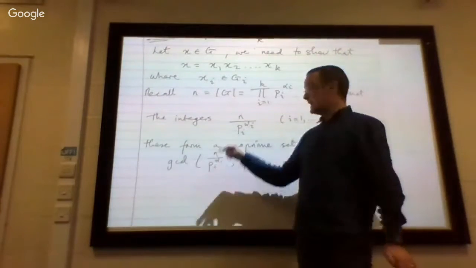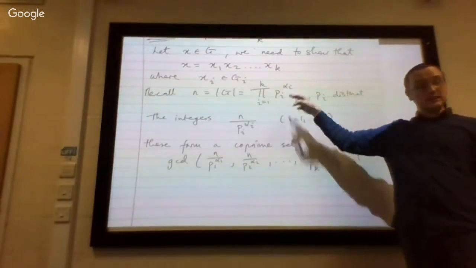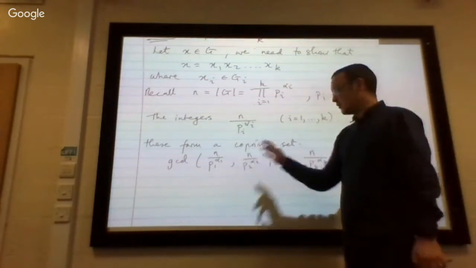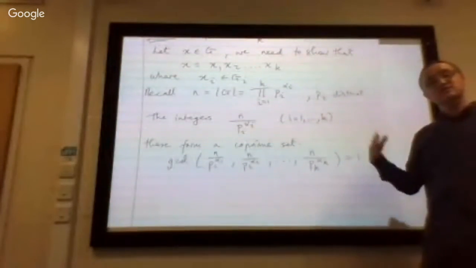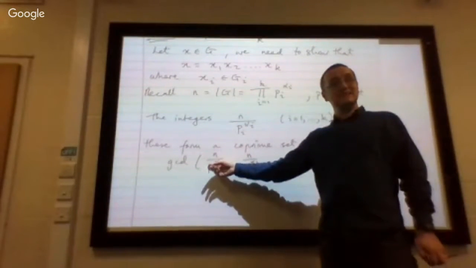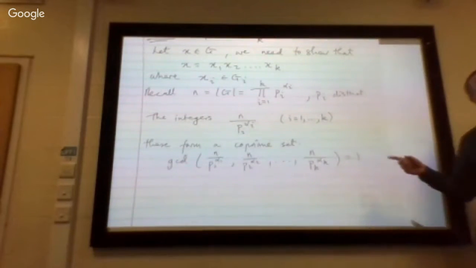n is a product of powers of all the primes p1 up to pk, but each time we're cancelling out one of the primes completely. So there's no prime at all that's common to all of them. There's no number that divides into all of them. So that means they're coprime.